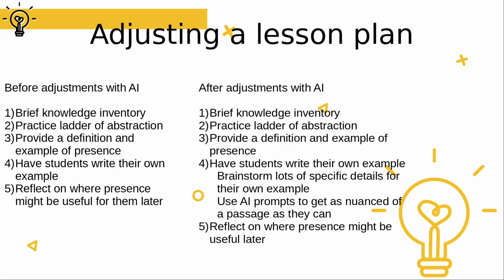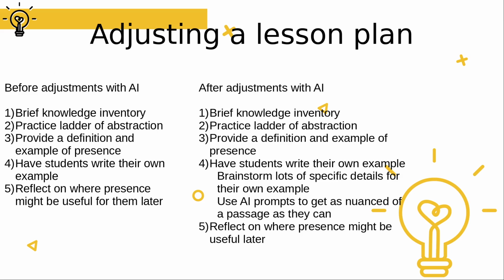And then number 4, I would have students write their own example and just have them get as detailed as they can with that. And then number 5, reflect on where presence might be useful for them later. So give them a chance to think about the future, maybe think about their other classes. Where could they, or maybe just in the outside world, where do they see presence happening, or where might they see themselves using it? Just to think about how things work outside the classroom. So that's before adjustments with AI.